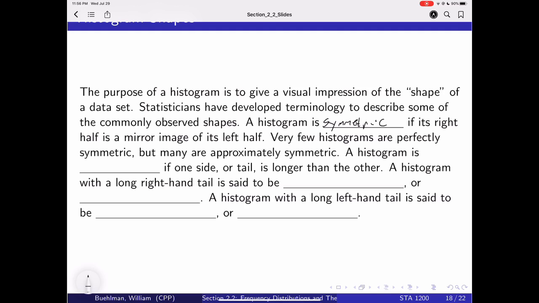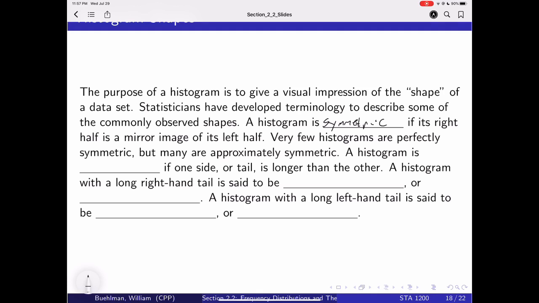So if the right side and the left side look about the same, they're symmetric. Very few histograms are perfectly symmetric, but many are approximately symmetric. A perfectly symmetric histogram would mean the left half and the right half are exactly the same. That doesn't happen very often, but if it's pretty close, we call it approximately symmetric. But what if they aren't?